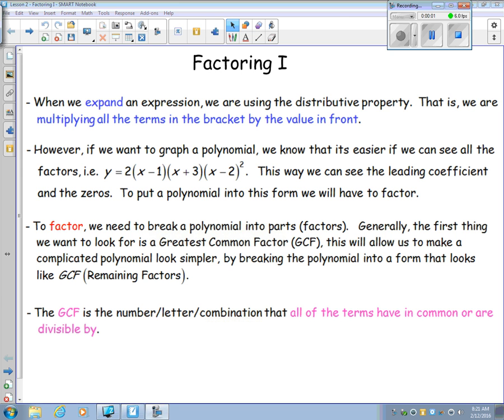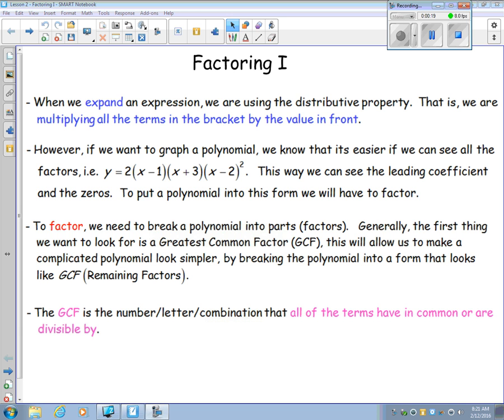So yesterday we took a look at the distributive property. That is, we expanded brackets and tried to get rid of them by multiplying all the terms in front. And that was fantastic for what we wanted to do yesterday. We wanted to see our degree. We wanted to see our leading coefficient. We got okay at getting rid of those brackets.